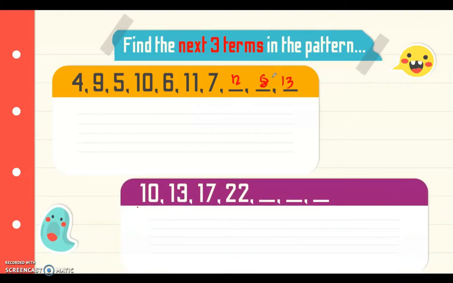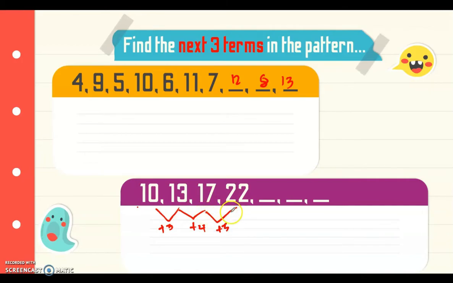Next, 10, 13, 17, and 22. Let's check the rule. To get from 10, we get 13. So it's like adding 3. Then 13 to 17, adding 4. Then 17 to 22, it's like adding 5.